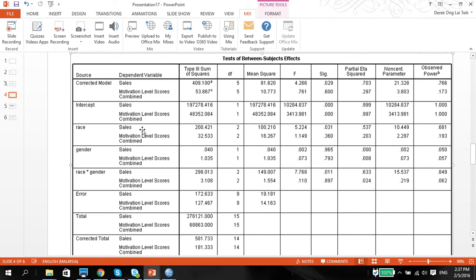So if you look here, we are going to put in, let's say for sales, F, degree of freedom 2, 9, with the F of 5.2224, and it's not significant at 0.031. Sorry, it's significant at 0.031, so it's 1 star. And we also have race for motivation level scores, and it is not significant. So the degree of freedom is still the same, it's 2, 9. So you notice that for sales, the only thing that's significant is race and interaction, but for motivation levels, nothing is significant. So we need to transfer all that information into our table.